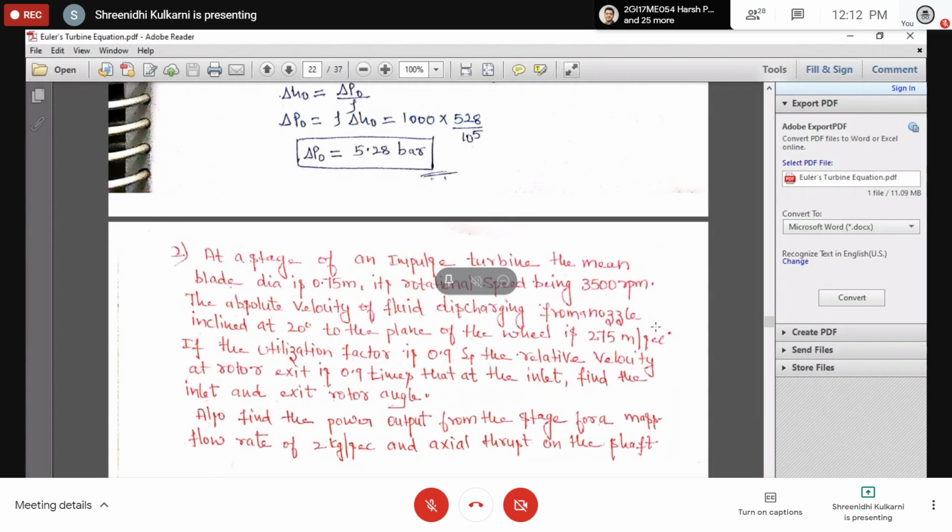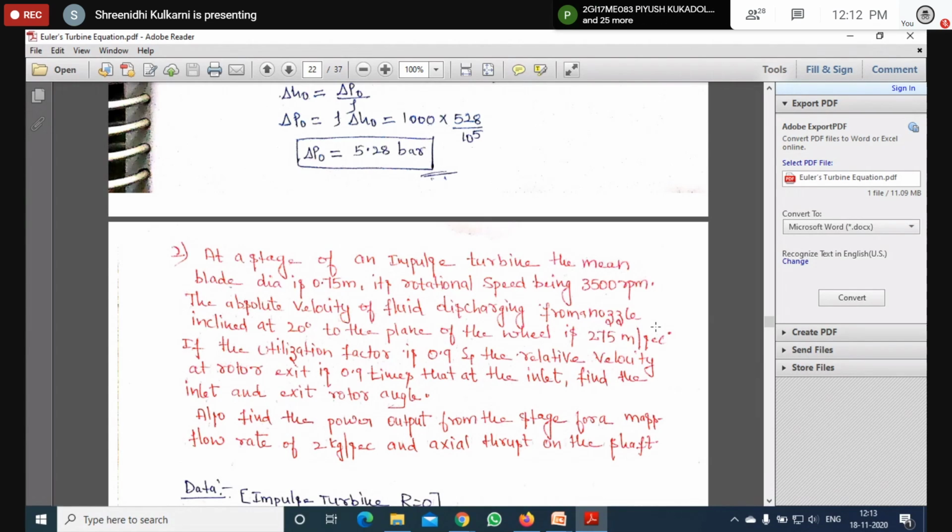The absolute velocity of fluid, discharging from a nozzle, inclined at 20 degree to the plane of the wheel is 275 meter per second.